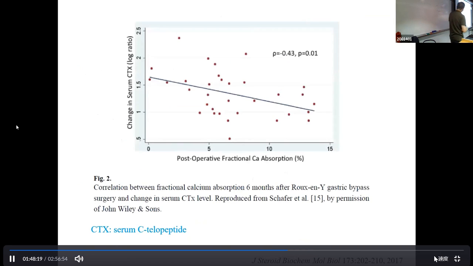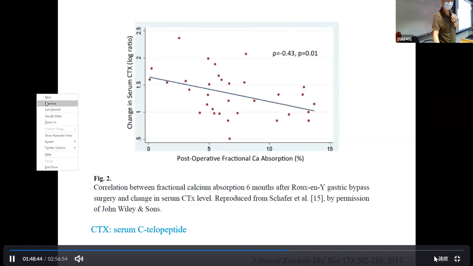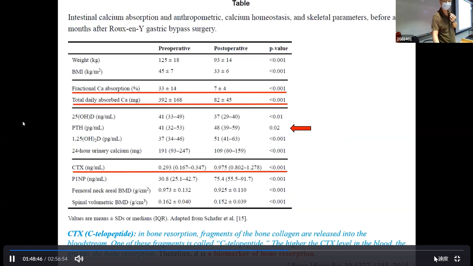So what you can see here is from another study, I think, post-operative fractional calcium absorption, and then the change in this biomarker of bone resorption. So the high bone resorption is associated with what? Low calcium absorption, okay, which is of course consistent with what you see here, okay.